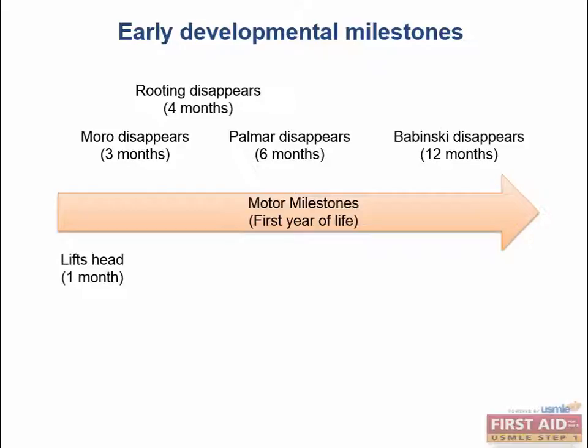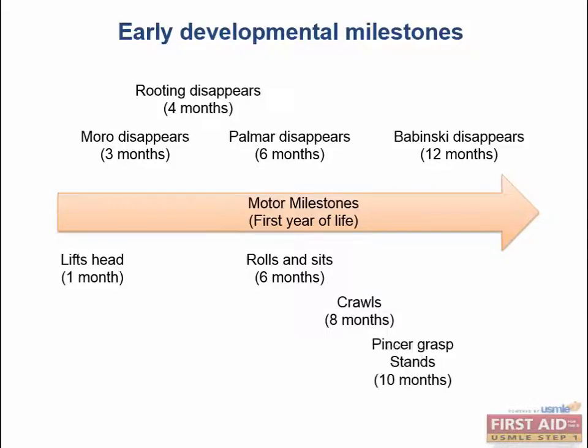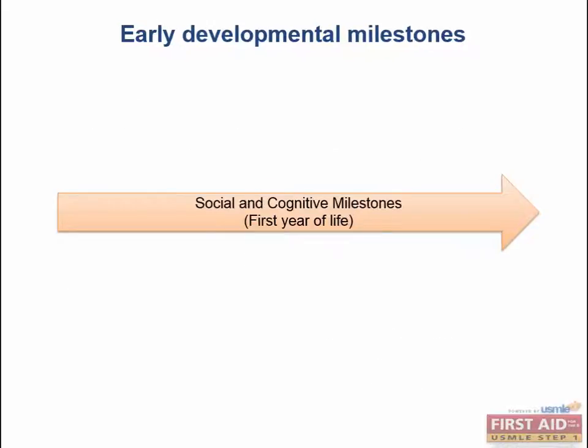At 1 month, a baby can lift its head in the prone position. At 6 months, a baby will roll over and sit, and at 8 months, the baby will crawl. At 10 months, the baby develops a pincer grasp and begins to stand. At around a year, the baby is starting to walk, though this can take up to 18 months.